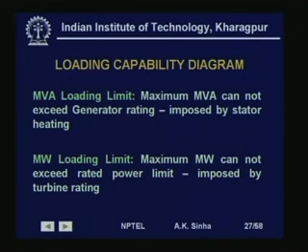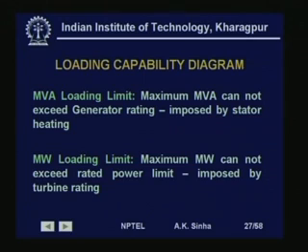Now, how much can we load the machine? A synchronous machine can be loaded up to what extent? This we can find out by looking at what are the limits which come into play. First is the MVA loading limit. The maximum MVA cannot exceed the generator rating.